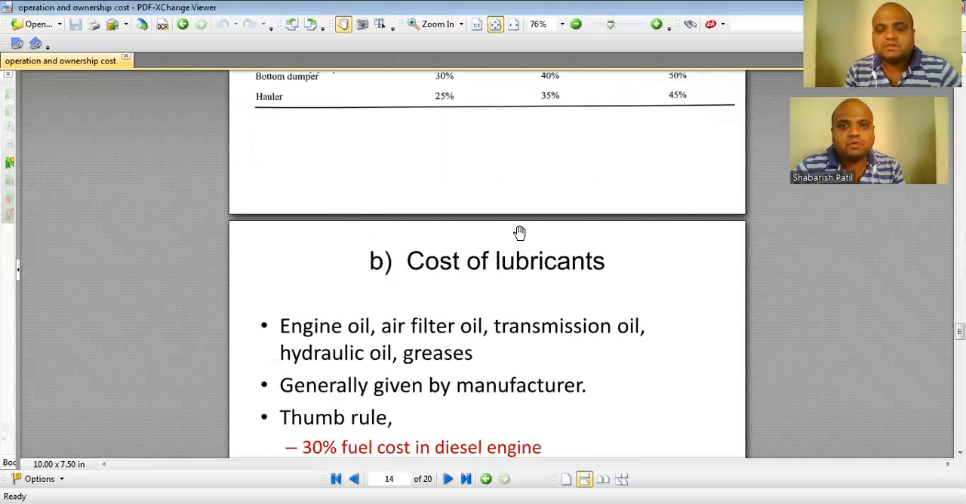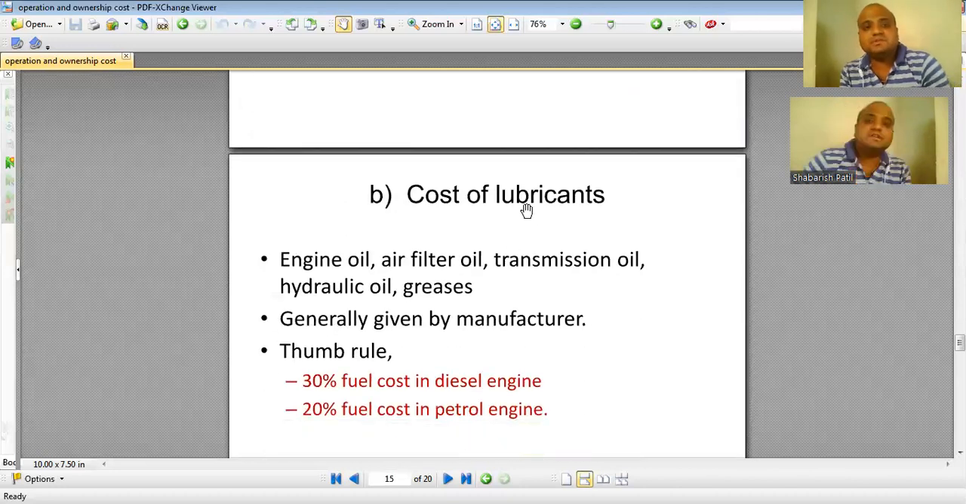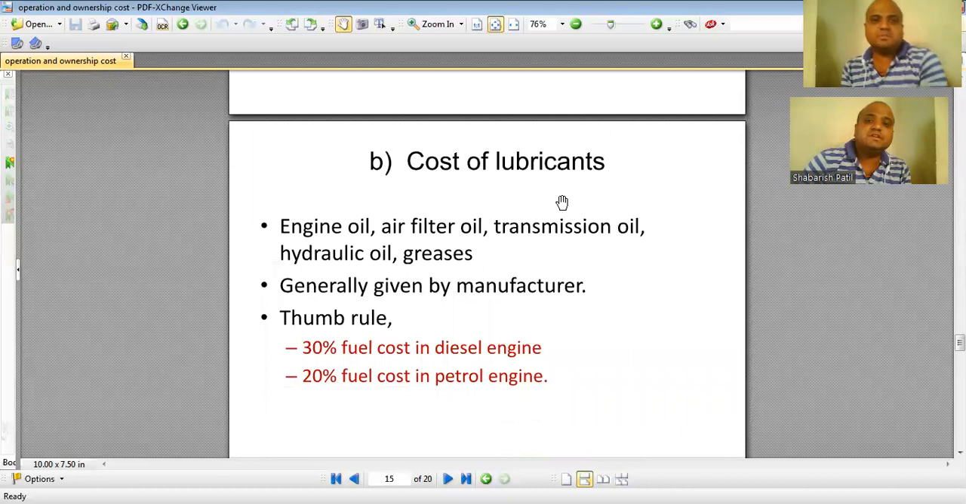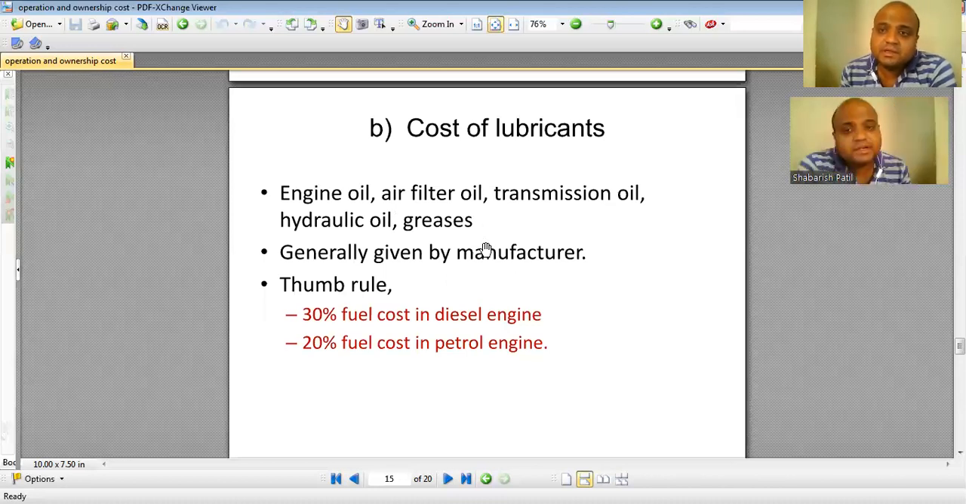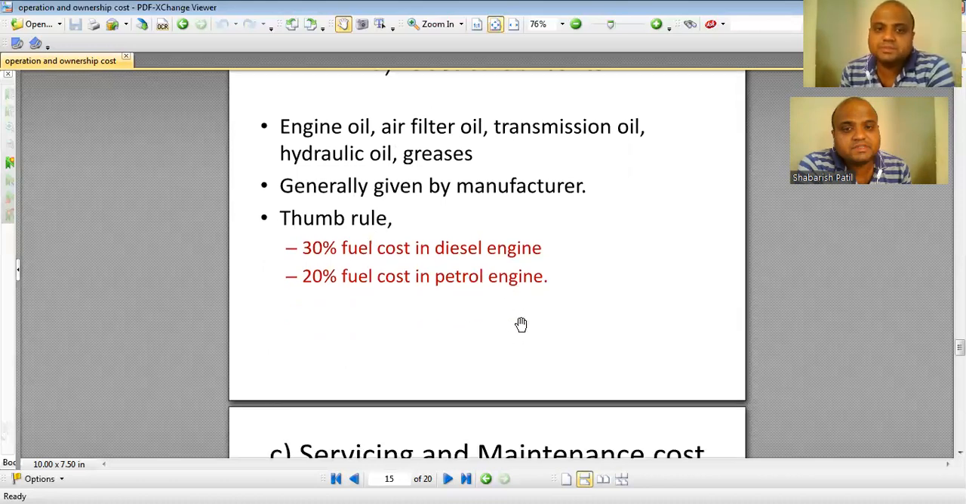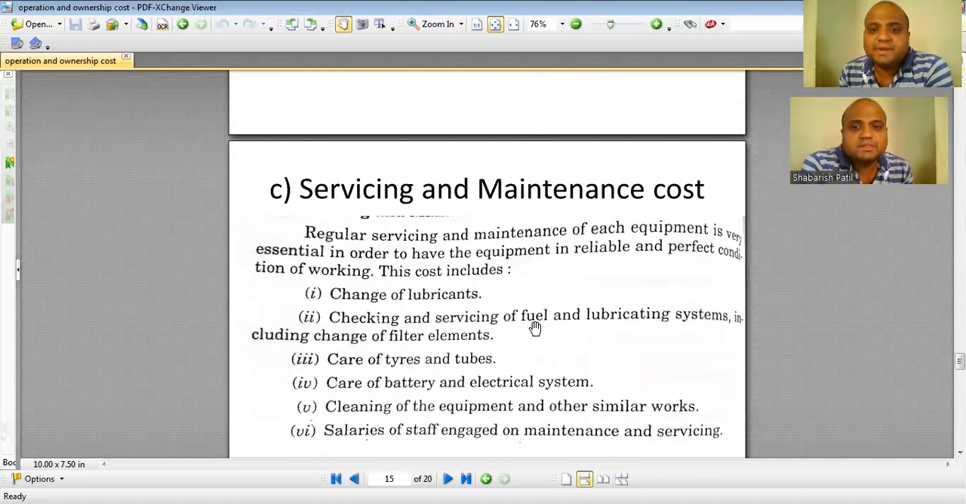The second among the operating costs is cost of lubricants like engine oil, air filter oil, transmission oil, hydraulic oil, greases. They are all required for the working of any equipment. Generally, this will be given by the manufacturer, or otherwise we can use a thumb rule: cost of lubricants will be 30% of the fuel cost in a diesel engine, and 20% of the fuel cost in a petrol engine.